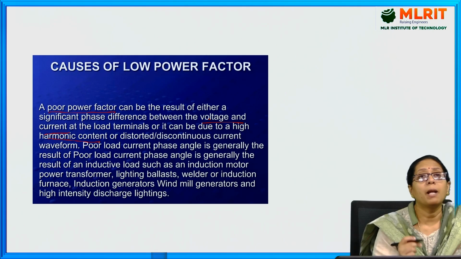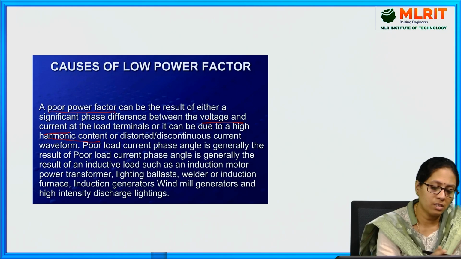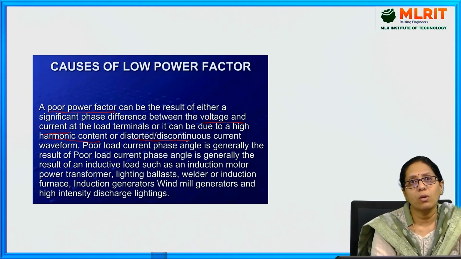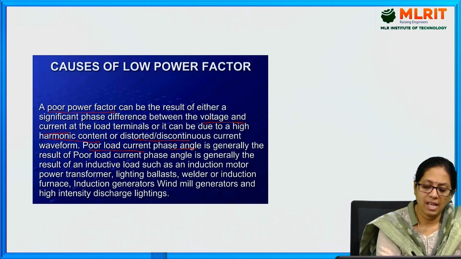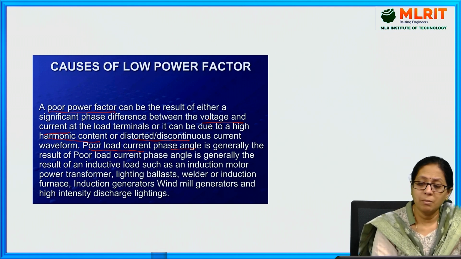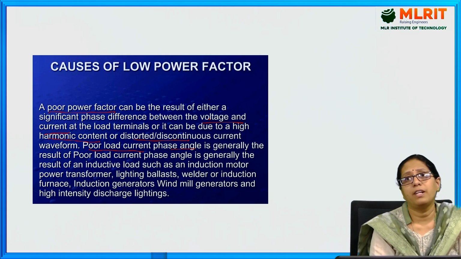If the harmonic content increases, then the power factor also reduces. Harmonics can also be called distortion or a discontinuous current waveform. The load current phase angle is generally the result of poor load current. That means if the load current is poor, the phase difference increases and the power factor reduces.